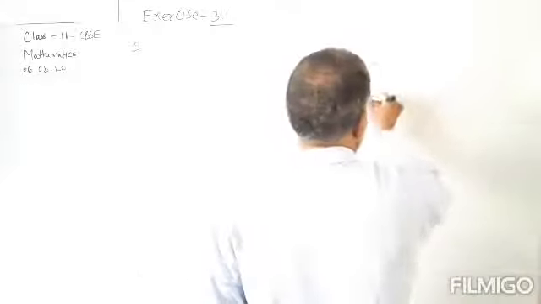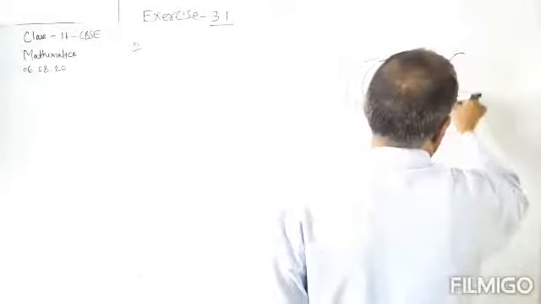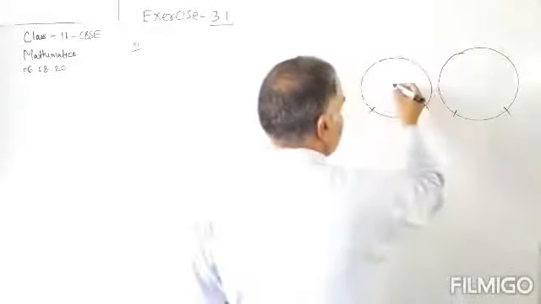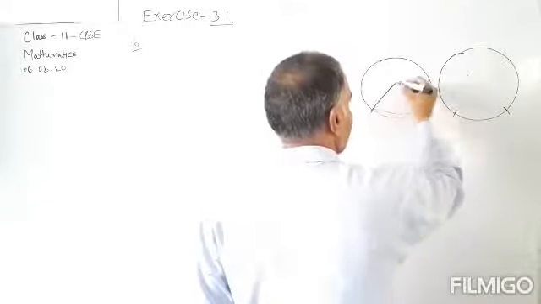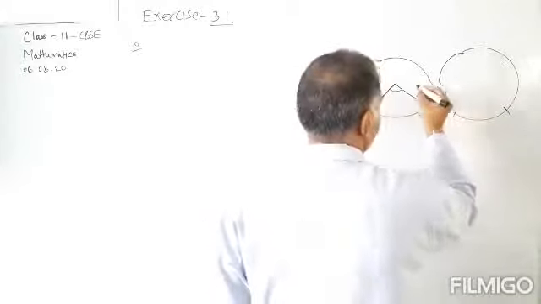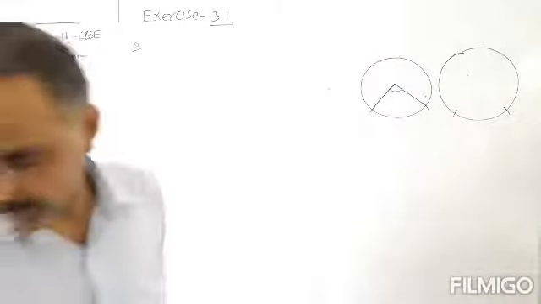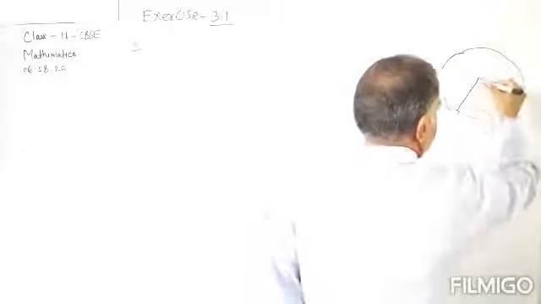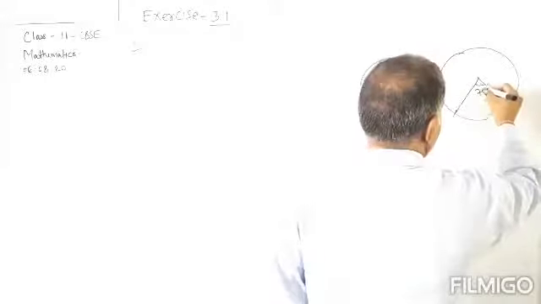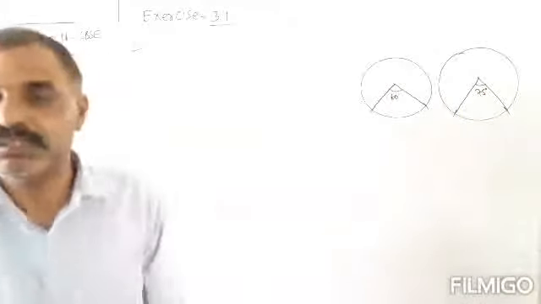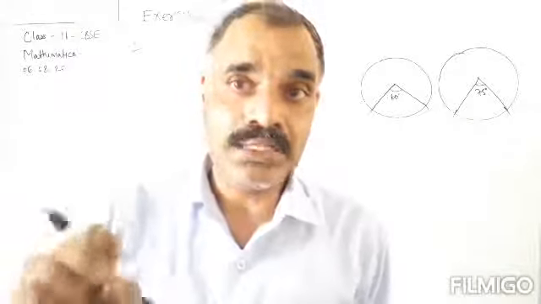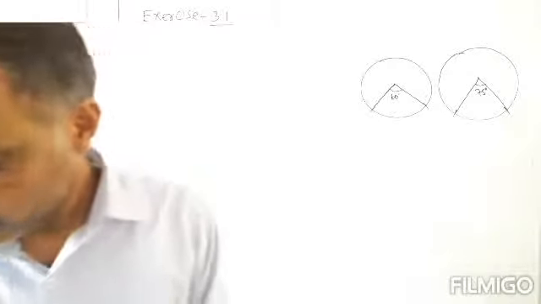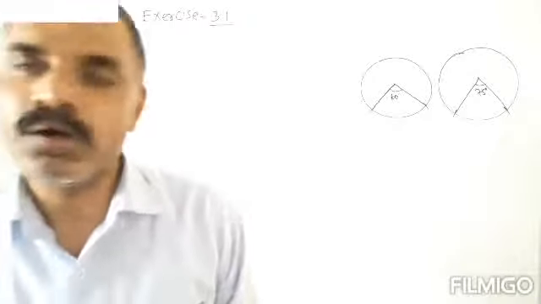Here two circles are given of different radii, but the arc length is the same, and it subtends angles at the center of 60 degrees and 75 degrees. This one is 60 degrees and this one is 75 degrees, subtended by arcs of the same length in the two circles. So we have to find the ratio of their radii.